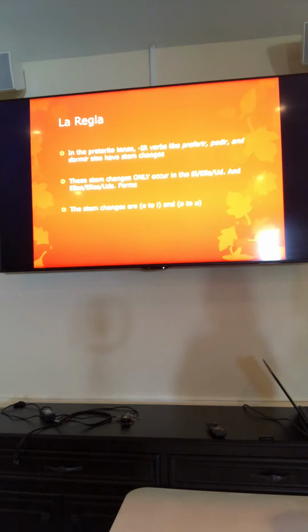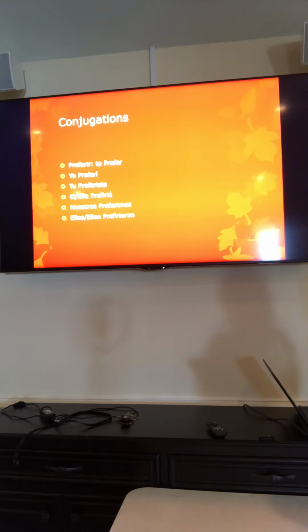The stem changes are E to I and O to U. So thankfully there's only two types of stem changes we have to worry about and that we're focused on this time, E to I and O to U. All right, let's look at the first one.